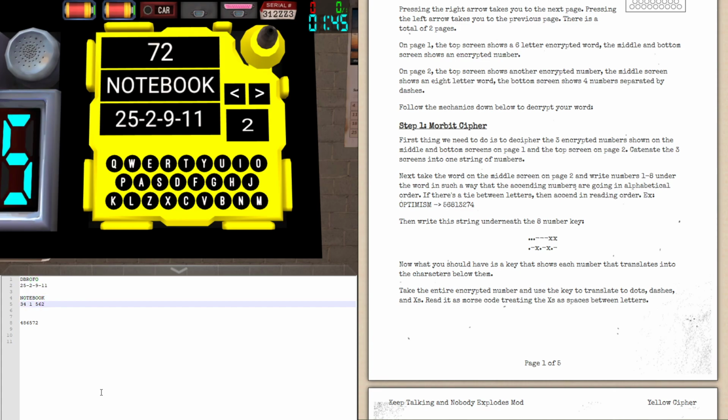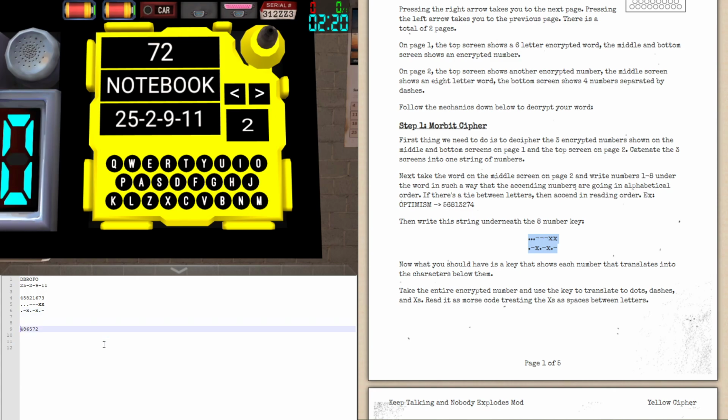In fact, I did this all wrong, because the B goes first, doesn't it? So this gets 1, 2, K gets 3, 4, 5, 6, 7, and then the T gets 8. So now all these numbers are placed under alphabetical order as they are in the keyword. I'm going to get rid of the keyword here, and I'm going to place under this 8-number key this string here, and that is our key.